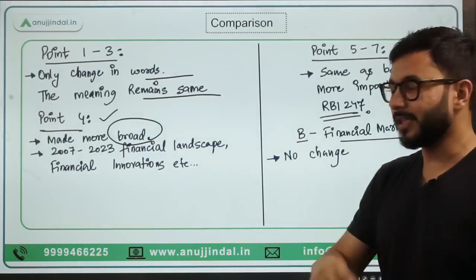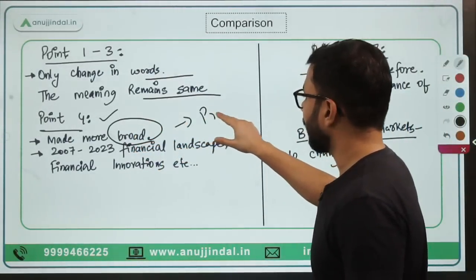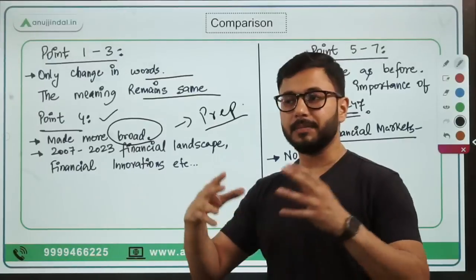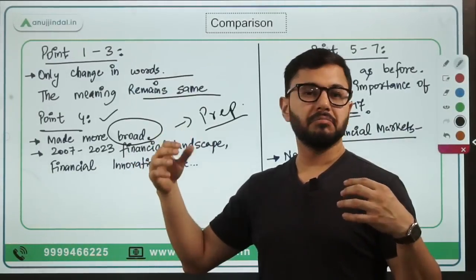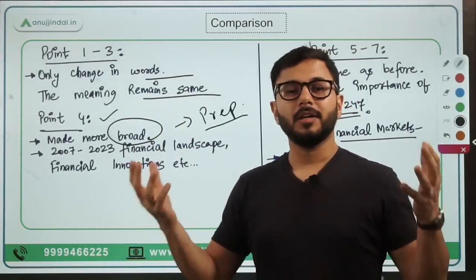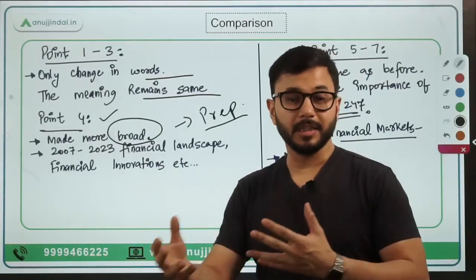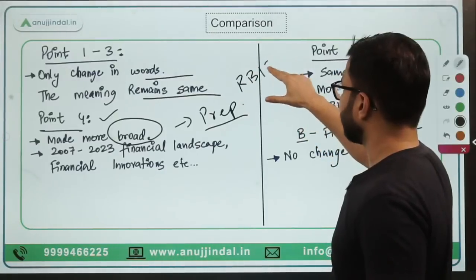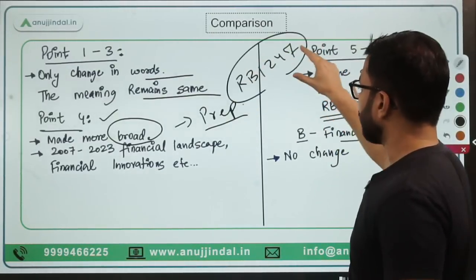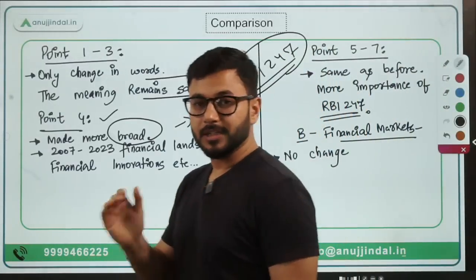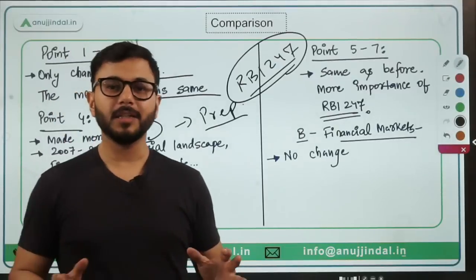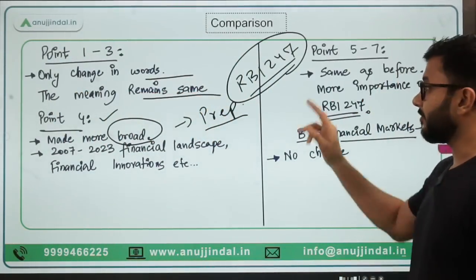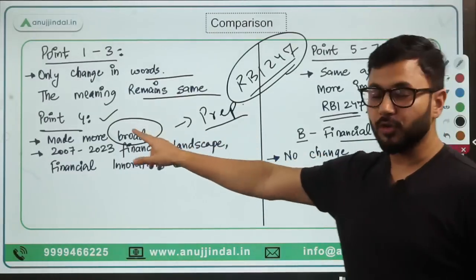What does it mean for you as a student? Your preparation also now needs to be more broad. The questions can be not so specific anymore. They can be more generalized, more broad. Basically, anything under the sun related to the Indian financial system, Indian capital markets, Indian banking system can be asked. This is where RBI 247 is going to gain a lot of relevance for you as a student. We have been doing it consistently for the past 1 year, no matter what the exam date is. And therefore, you should also be very thorough with RBI 247. It's going to help you a lot in this.